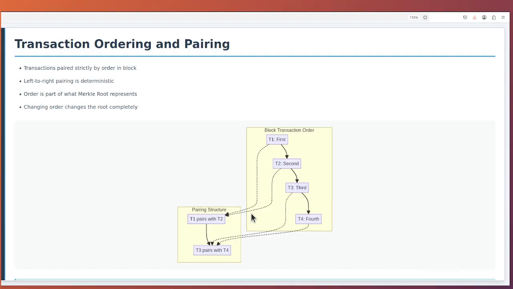This deterministic ordering is actually a crucial security feature. The Merkle root does not just represent the content of transactions, it also represents their exact order. If a malicious actor tried to swap the positions of two transactions, even if the transactions themselves were not modified, the hash pairings would change completely. This means the new Merkle root would be different, and the tampering would be immediately detected. The block header stores this Merkle root, and any change to transaction order or content will fail verification.